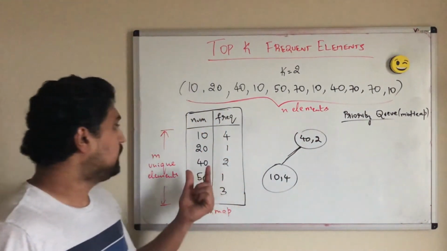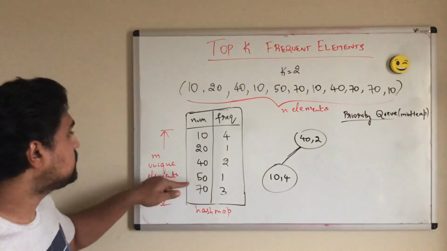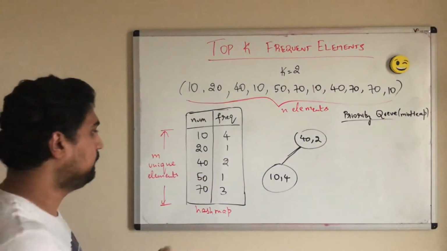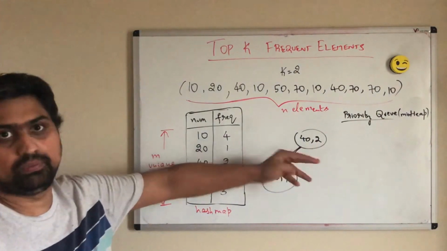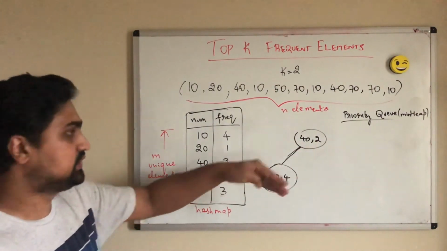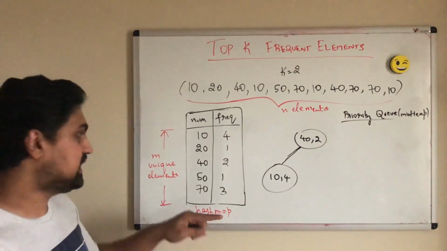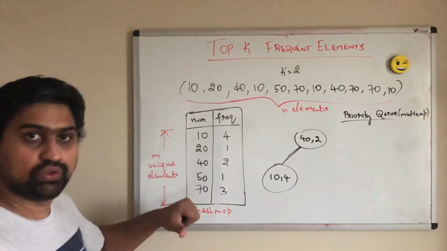Okay, now let's move to the next key in the hash map. So this is 50 with a frequency of 1. This frequency is less than whatever we have at the top of the priority queue. So we don't need to add this to the priority queue. Okay, let's skip this element and move to the next one.